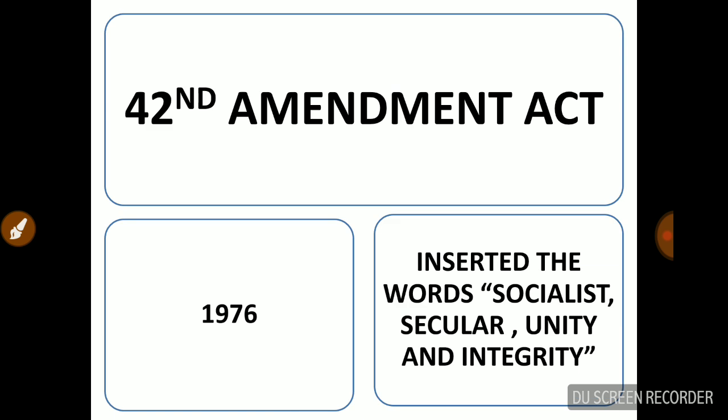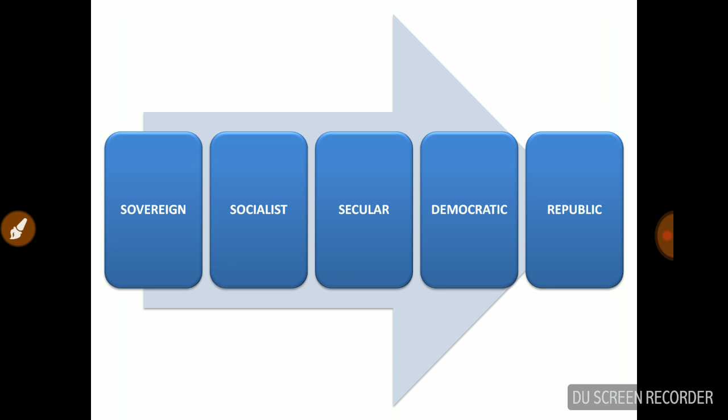Why did we amend? We amended the preamble just to insert special words into it. Those special words are socialist, secular, and unity and integrity. These words were inserted into the Constitution preamble in 1976 by the 42nd Amendment Act. And what are the main highlights of the preamble? We can read these words in the preamble: sovereign, socialist, secular, democratic republic.